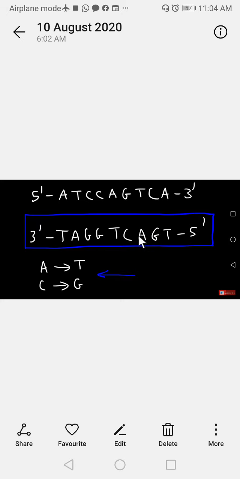So these two strands run antiparallel to one another. One is running from 5' to 3', and the second runs from 3' to 5' in this way. Here 5' to 3' in the right direction, and here 3' to 5' in the right direction. These two strands represent the bases which are present in the two strands of the double helix structure.